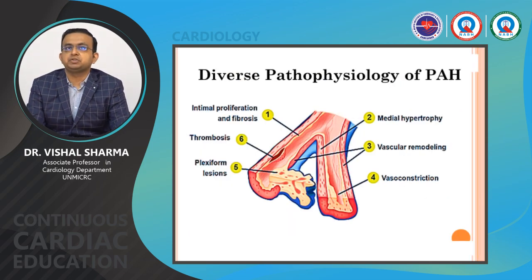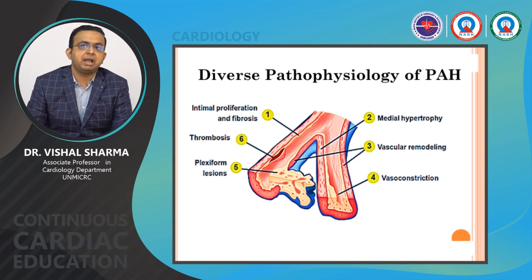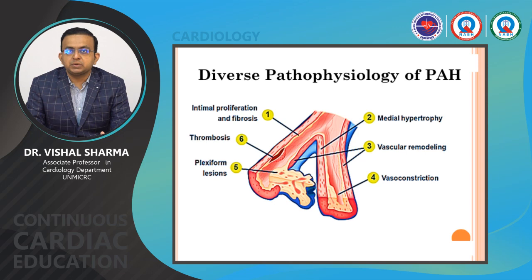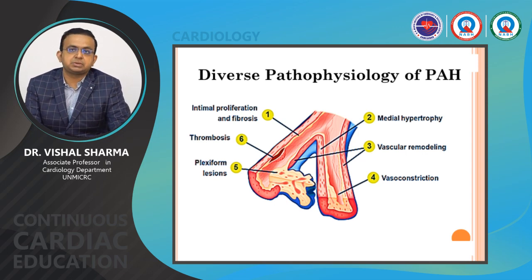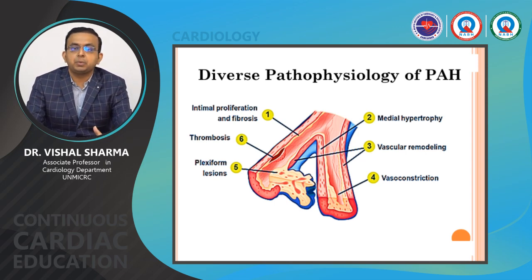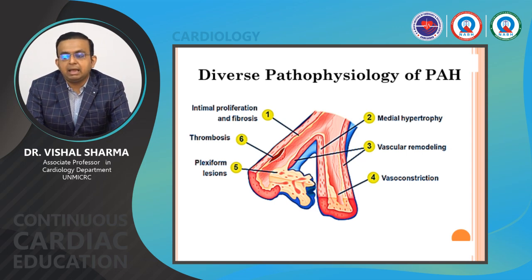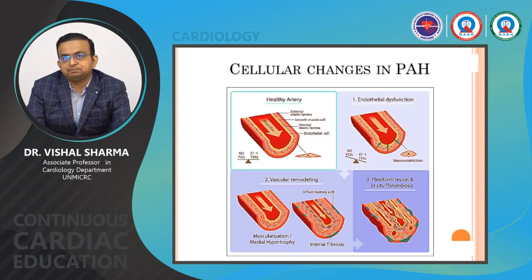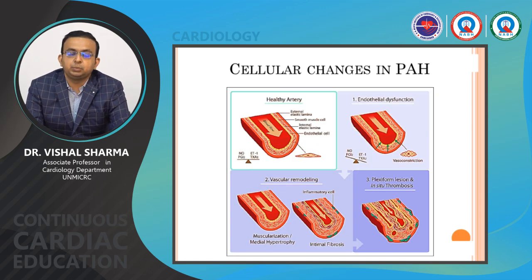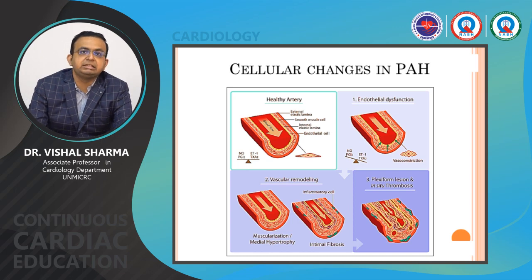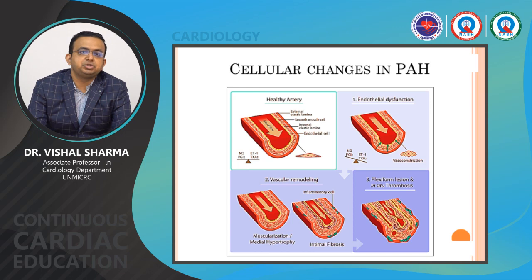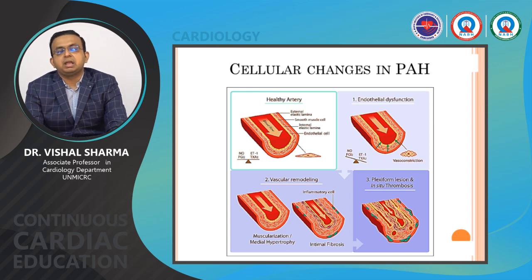Now, a word about the pathophysiology. We all know the pathophysiology of pulmonary arterial hypertension is very diverse. It involves intimal proliferation and fibrosis, medial hypertrophy, vascular remodeling, vasoconstriction, thrombosis, and plexiform lesions. All these factors together play the major role in causing pulmonary arterial hypertension. As far as the cellular changes are concerned, we know there's endothelial dysfunction, ultimately intimal fibrosis and medial hypertrophy. This leads to plexiform lesions and thrombosis, and that leads to pulmonary arterial hypertension.